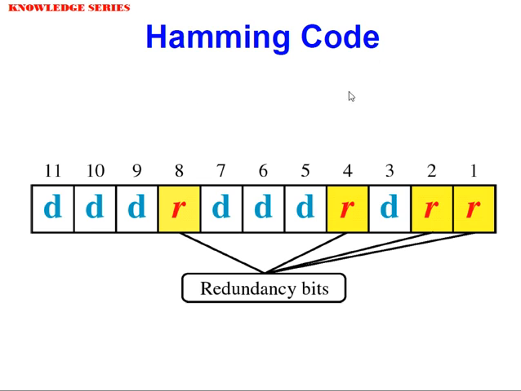Hamming code is basically a technique developed by R.W. Hamming for error correction. Hamming code is used as an error correction code, and it is going to detect and correct the error. Detection is there and correction of the error is also there.